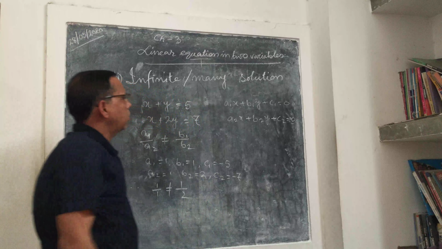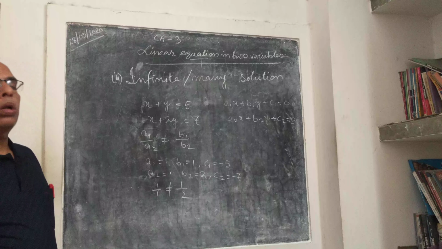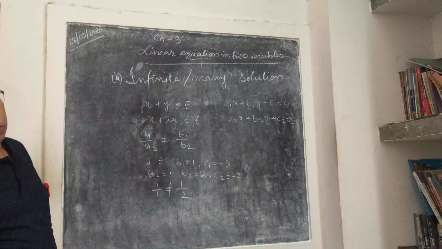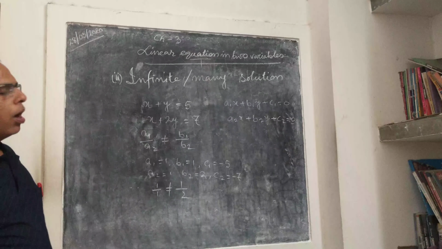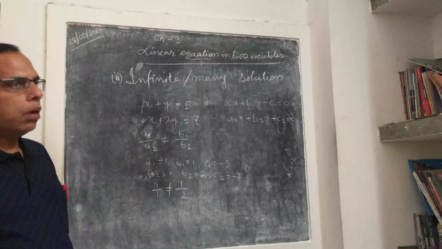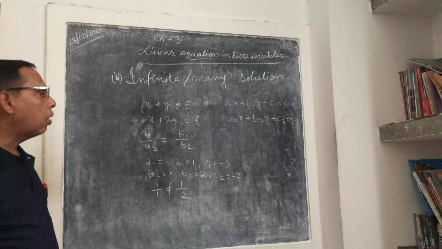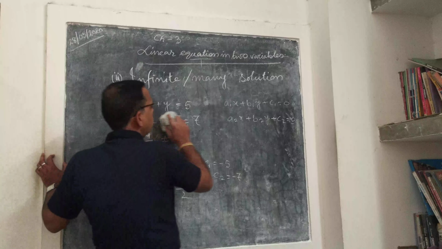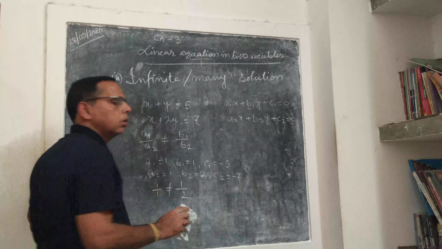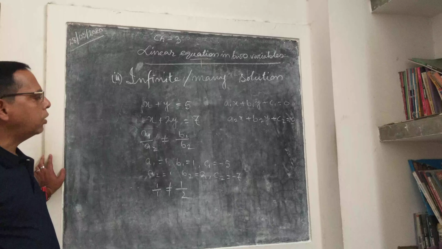Infinite solution or many solutions. That means we'll get more than one solution. If we get more than one solution, that is called infinite solution or many solutions. Now last year, in class 9, you learned to find 4 set of points.